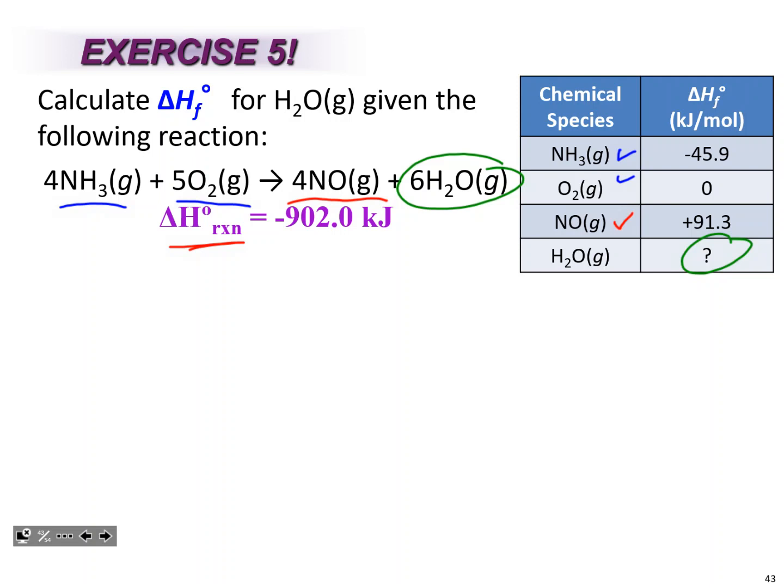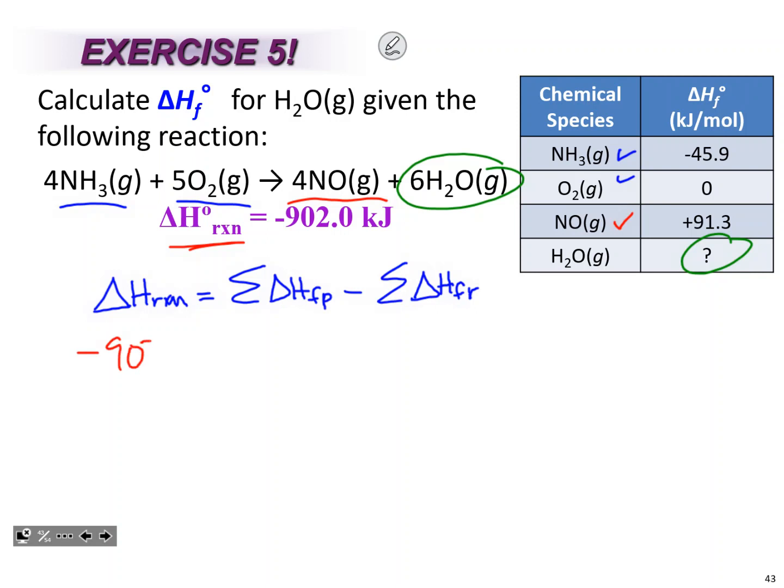So remember to, of course, write out the equation first. Sum of delta H formation products minus delta H formation reactants. All right, then we put in our delta H over here, plug that in.